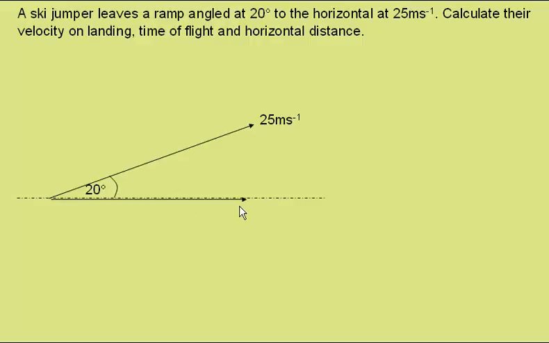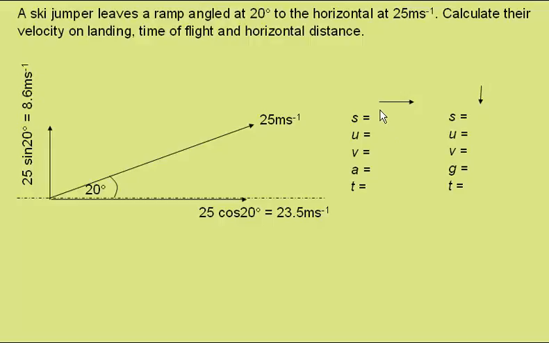To find the horizontal component of velocity, I need to resolve across the angle, and so this will be 25 cos 20 degrees, or 23.5 meters per second. The vertical component is resolving away from the angle, and so is 25 sin 20, or 8.6 meters per second.